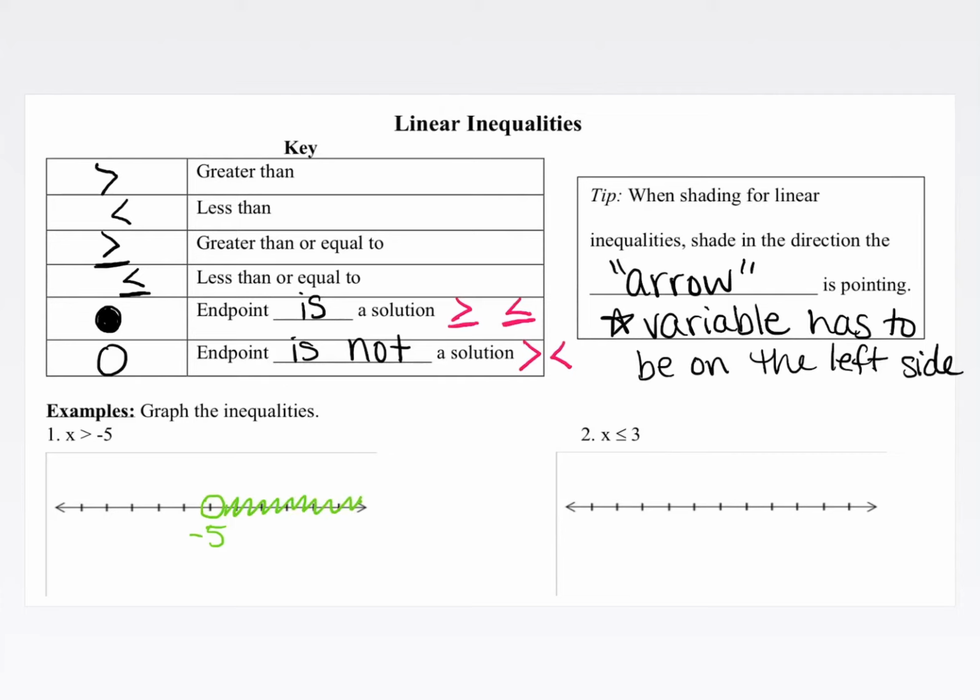For number 2, x is less than or equal to 3. We're going to have a closed circle since it's less than or equal to, and we're going to shade to the left, all the values that are smaller than 3.